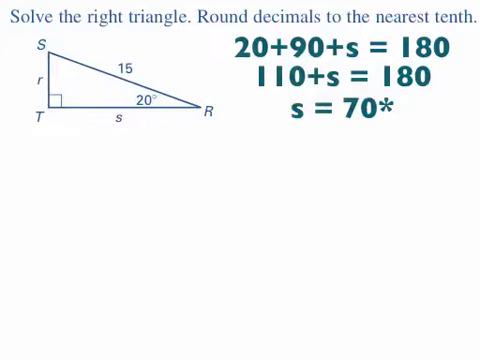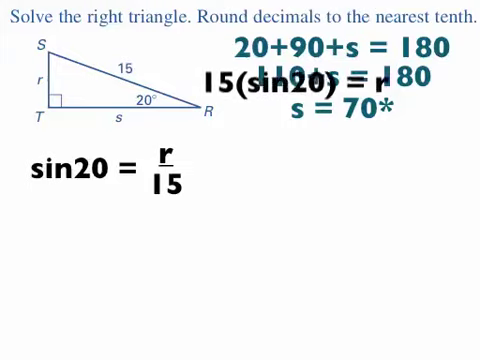I'm given the hypotenuse. I can use whichever one that I want to. I chose to do the sine of 20. Remember, sine is opposite over hypotenuse. So I said the sine of 20 degrees is R over 15. R is opposite of my 20-degree angle, and 15 is the hypotenuse. To get R by itself, I need to multiply by 15 on both sides.